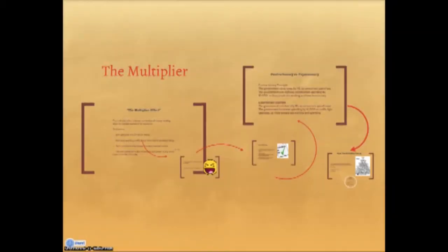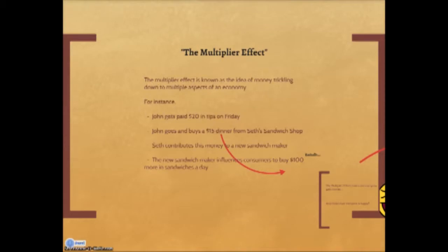So, today we're going to be talking about the multiplier effect. Okay, so basically, in simple terms, the multiplier effect is known as the idea of money trickling down into different aspects of the economy. So, just to get an idea and wrap your head around this whole phenomenon, we'll do an example.